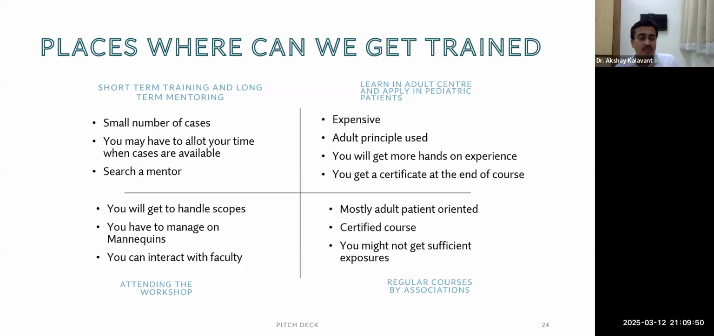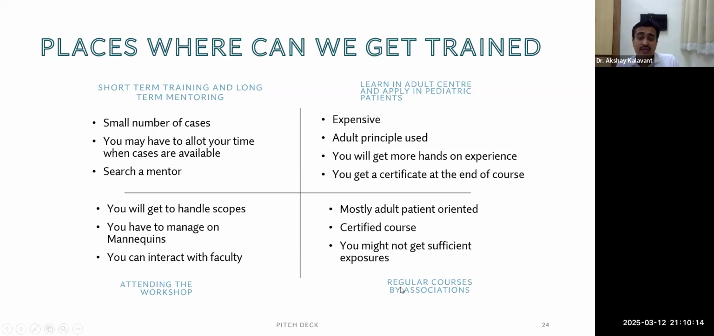Nowadays, there are the companies of the scopes and gastroscopes also. If you buy one, they actually send you for the training. Again, that depends on which center they're sending you to, and whether that person is interested in teaching you or not. But whatever little information you get, you can always adopt it and use it for your practice in future.